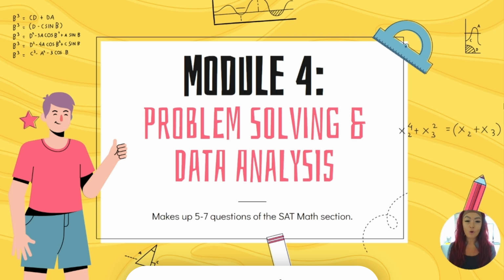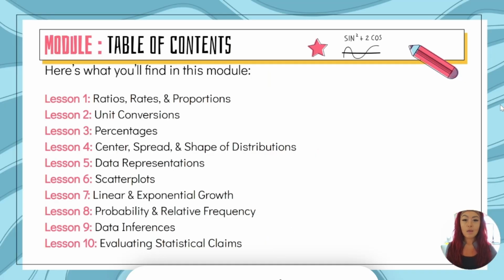Welcome to Module 4, Problem Solving and Data Analysis. This topic makes up 5 to 7 questions on the SAT Math section, so it is one of the smaller topics on the SAT. This module includes 10 lessons, and we'll be working in the same format as we've been in the previous modules, so we'll be working in 3 different levels.